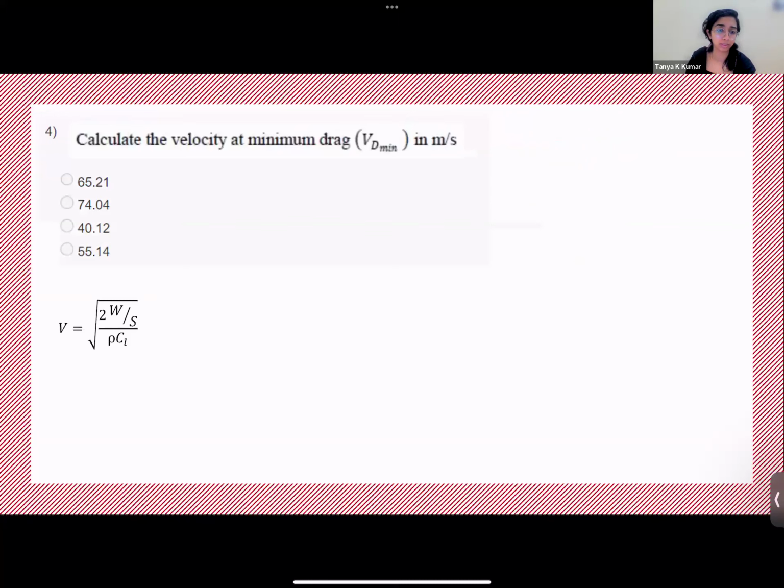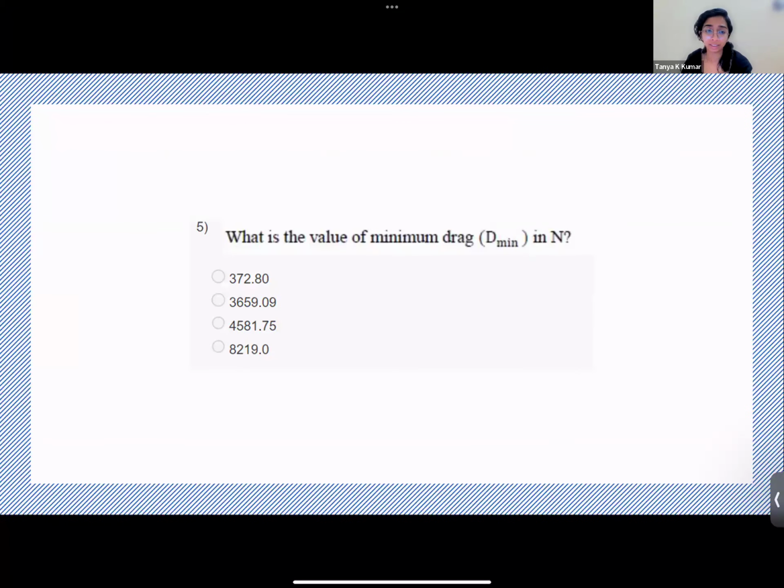Yeah, this is the formula that we used. What is the value of minimum drag in newtons? By doing this?